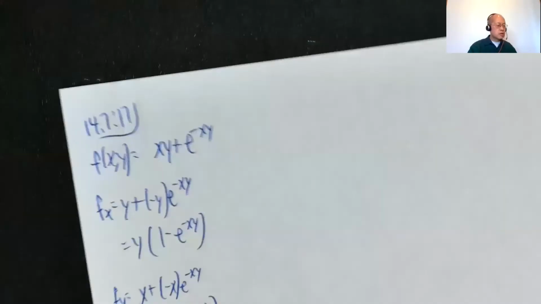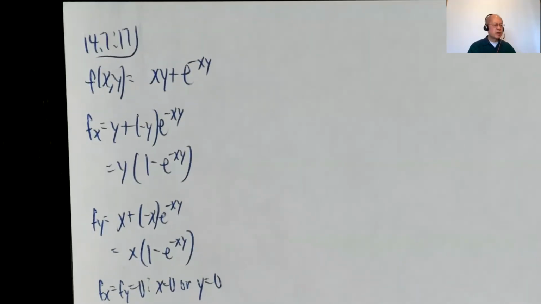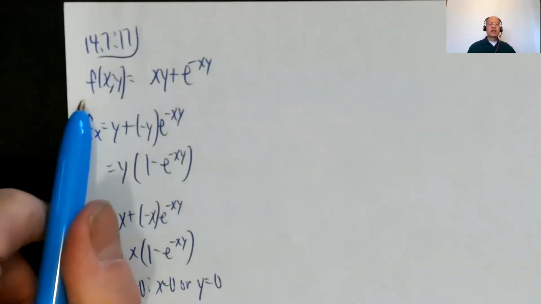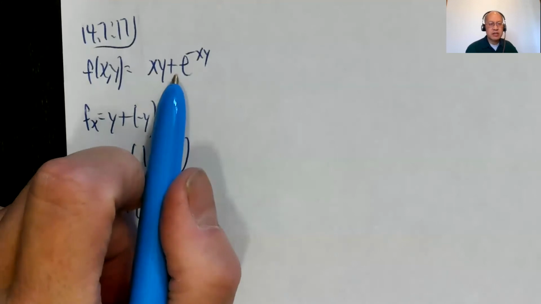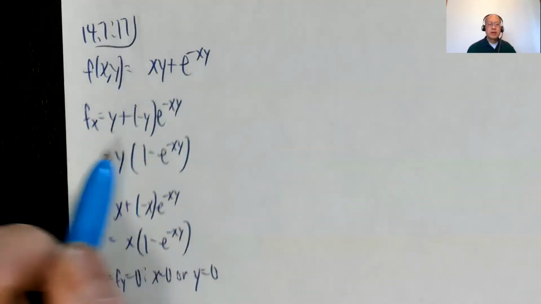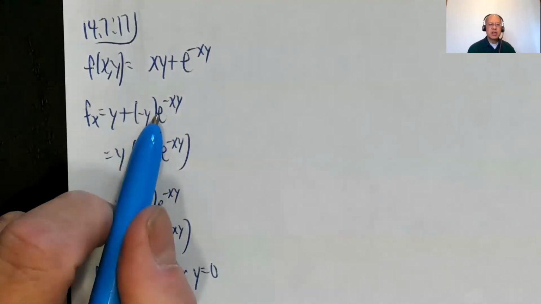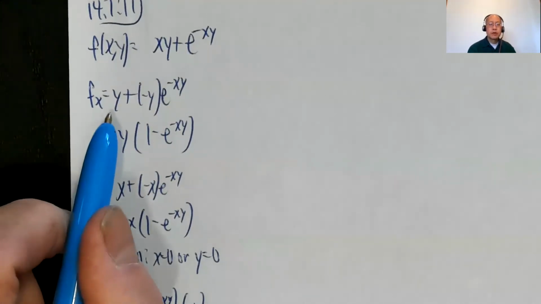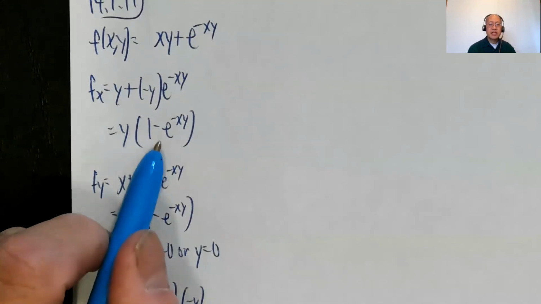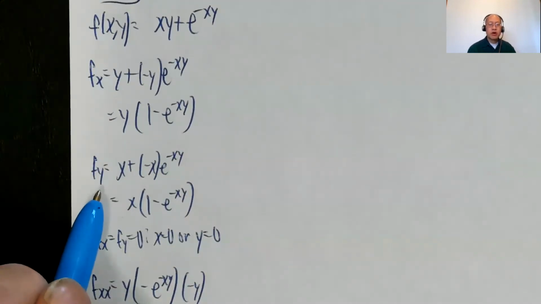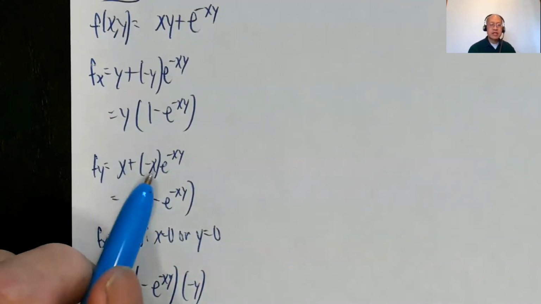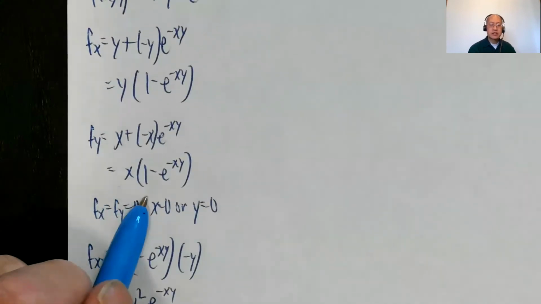Okay, separately, I'm just going to show you 17 because it's a little bit weird. F of xy is xy plus e to the negative xy. Okay, maximum, minimum. So fx comes out to be this. Factor out a y, 1 minus e to the negative xy. Fy is x plus negative x e to the negative xy. Factor out an x.